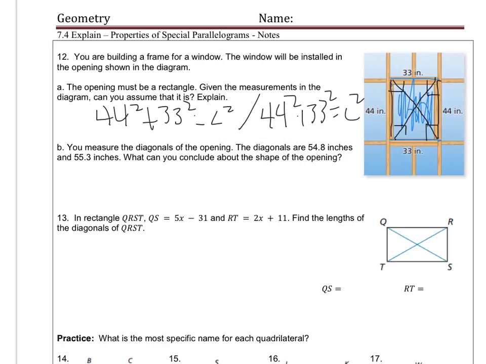Look at problem B. We'll do this one together. This is a new problem. You measure the diagonals of the opening. The diagonals are 54.8 inches and 55.3 inches. What can you conclude about the shape of the opening? In other words, is the opening a rectangle? No, it's not. It can't be because, remember, for it to be a rectangle, the diagonals have to be congruent, and the diagonals are not. So it's not a rectangle.